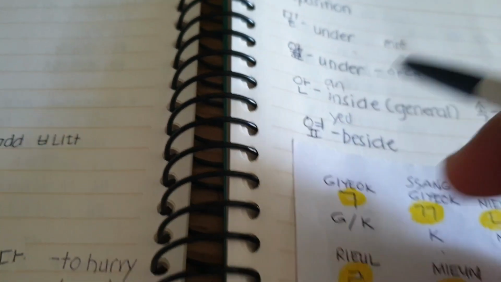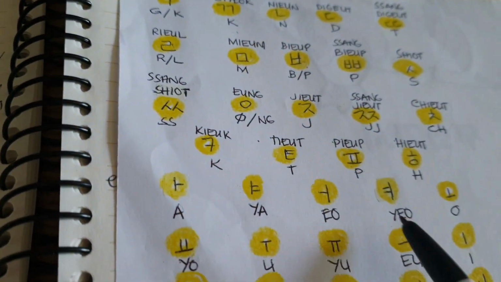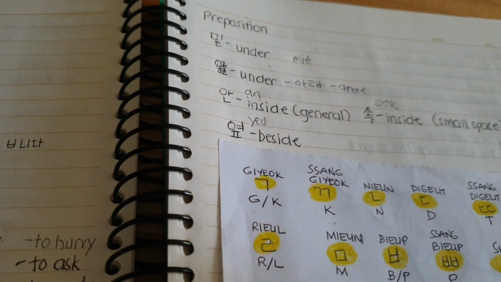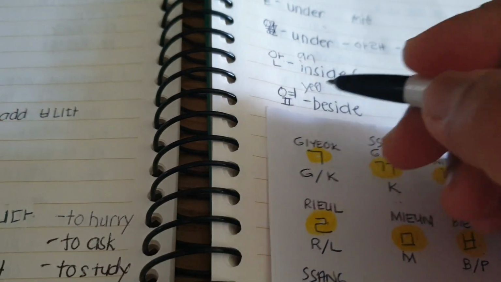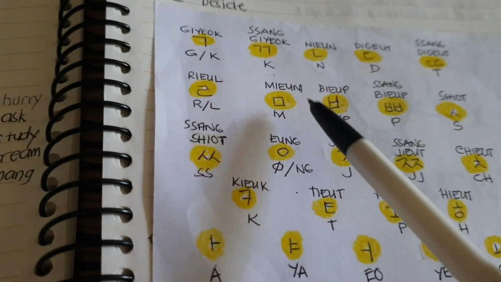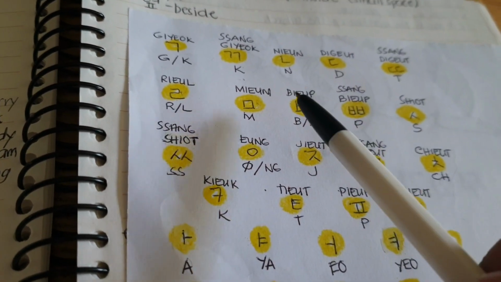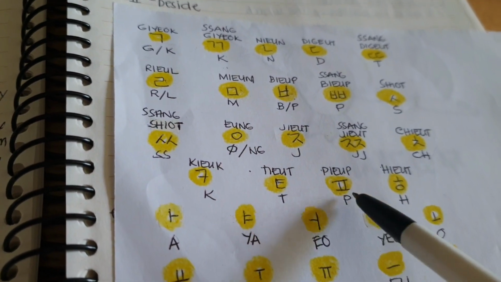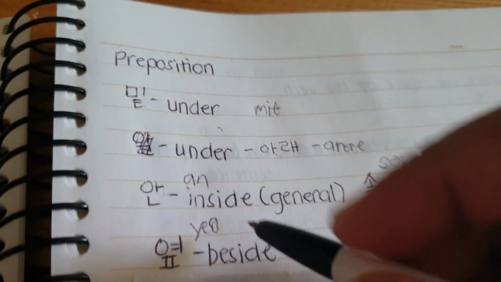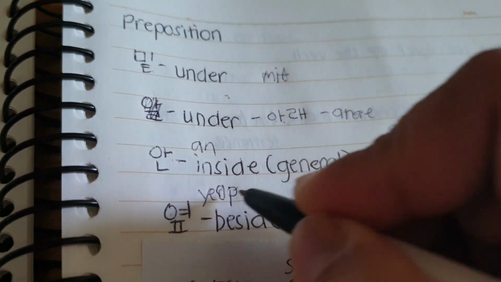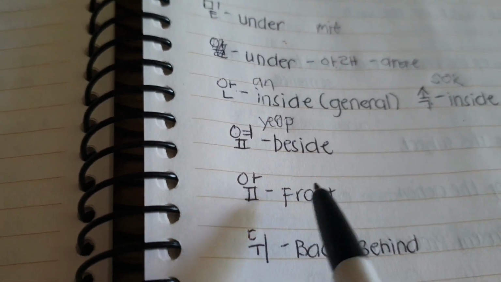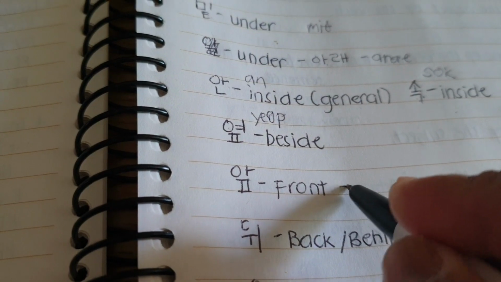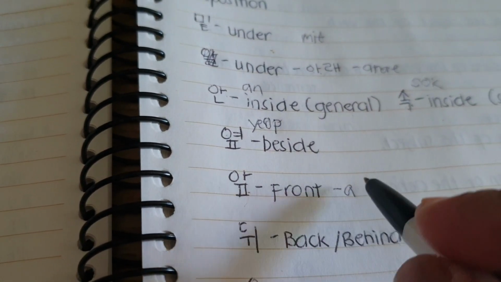Y E O. Let's find the yo. This one. Y E O. Then that letter. Just here. P. This is P. Yup. Beside. Then front is up, silent, then a. Then yup. Up.